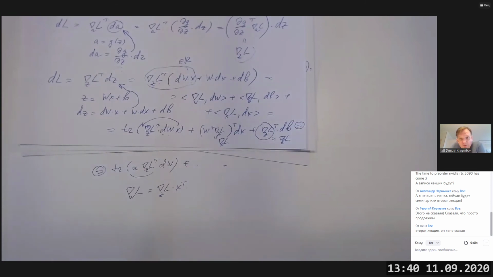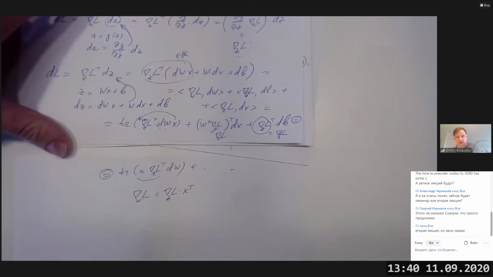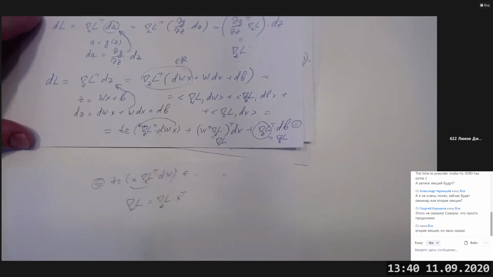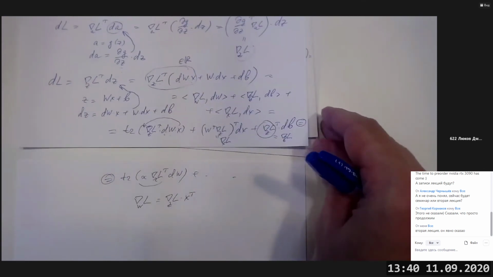Any questions on this derivation? No. Okay, everything is clear. How did we go from the trace to the gradient in the last case?